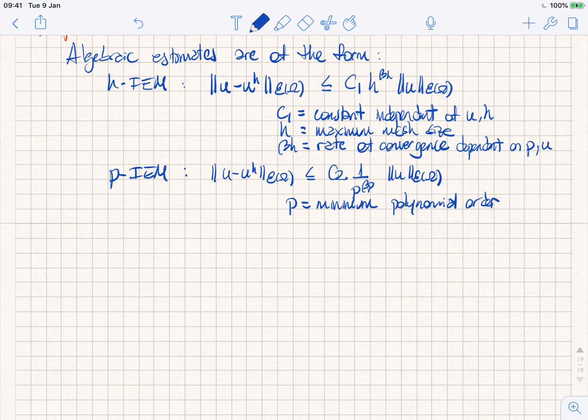Now, exponential rates, which you can obtain. Can you obtain exponential rates of convergence with h-FEM? No. So you can only obtain this with p-FEM or with, what is the other? Yes. And it looks like this.